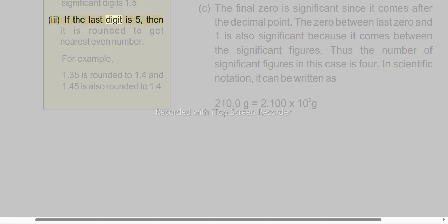3. If the last digit is 5, then it is rounded to get the nearest even number. For example, 1.35 is rounded to 1.4 and 1.45 is also rounded to 1.4.